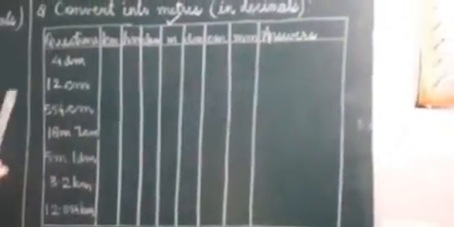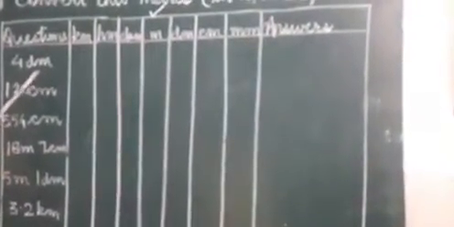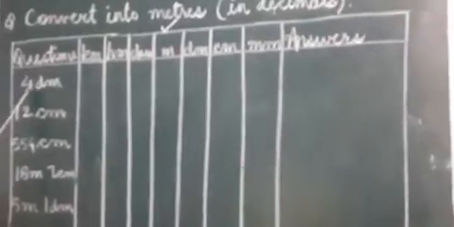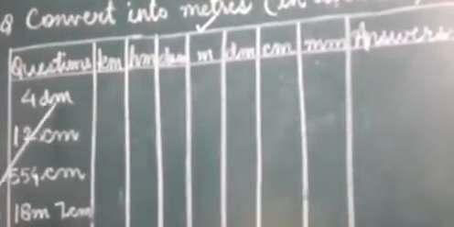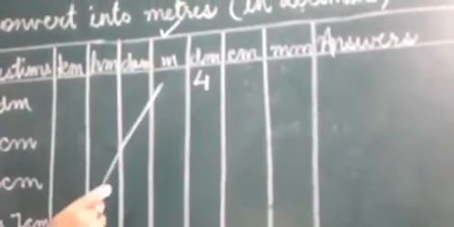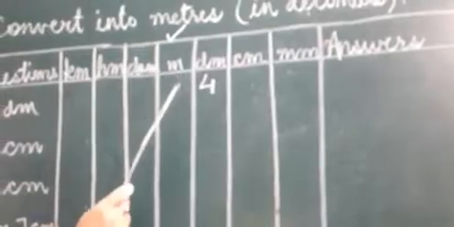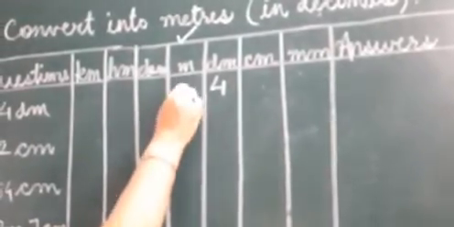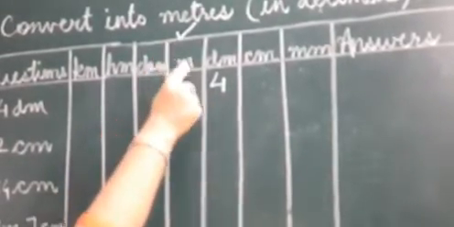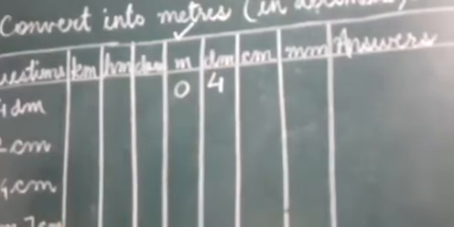Now the first question is 4 decimeter. Now the unit here is decimeter and the number is 4. So 4 will come under the decimeter column. Okay. Now we have no other digit in the meters column. So we will simply write 0, and since we have a tick here, it will be 0.4 meters.